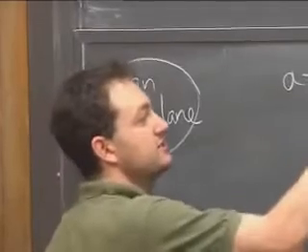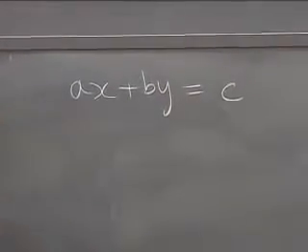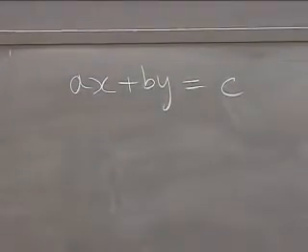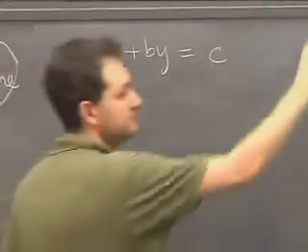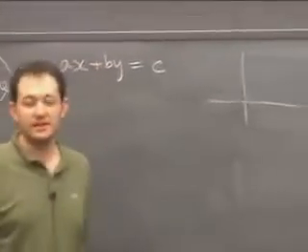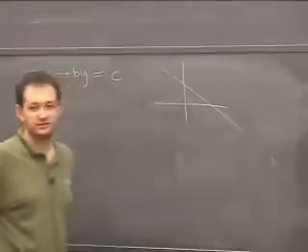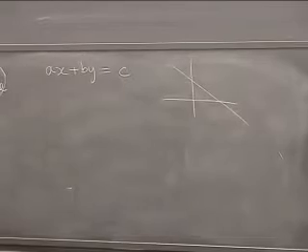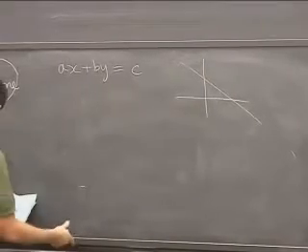Consider this equation: AX plus BY equals C. Just from regular math, single variable. That's a line in general position. That's just a line. Well, the equation of a plane is very similar.